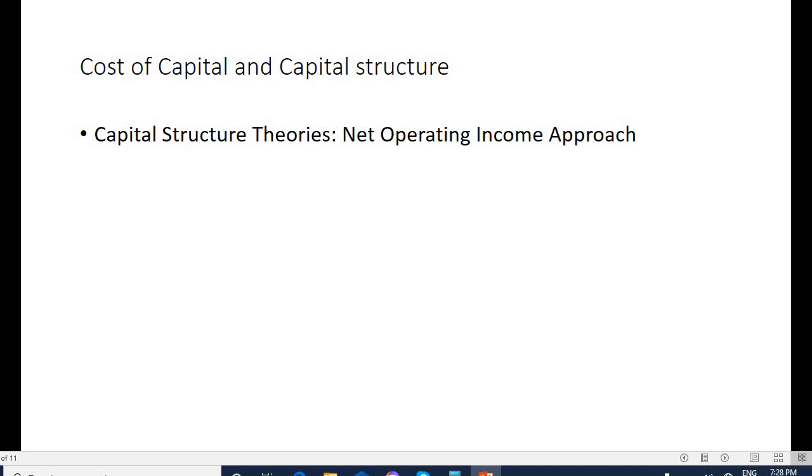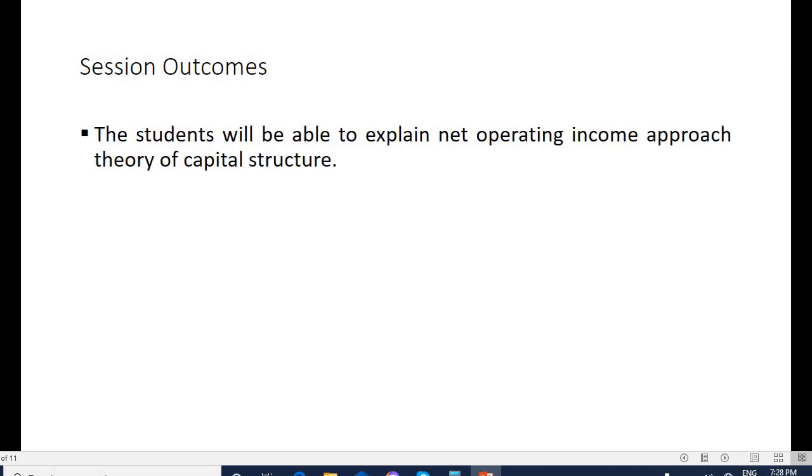Today we'll see one more capital structure theory under the modern approach, that is the net operating income approach. The outcome of this session is to make you able to explain what the net operating income approach of capital structure theory is.